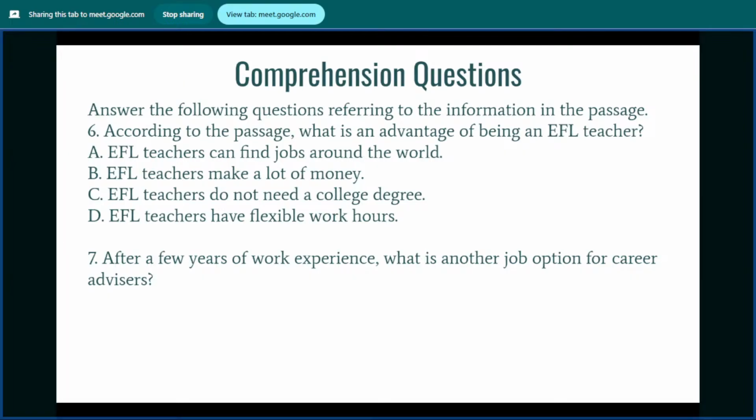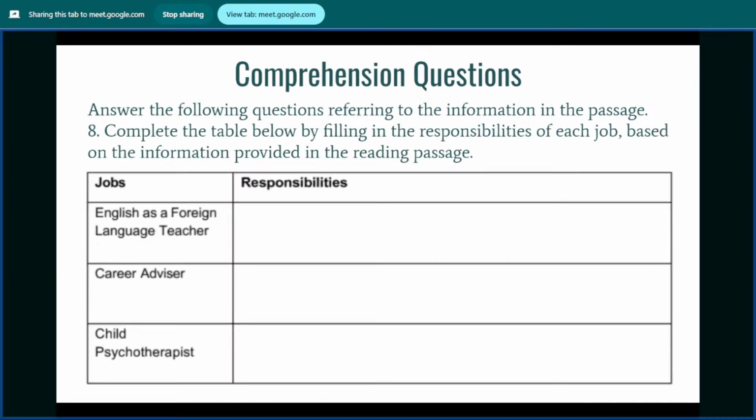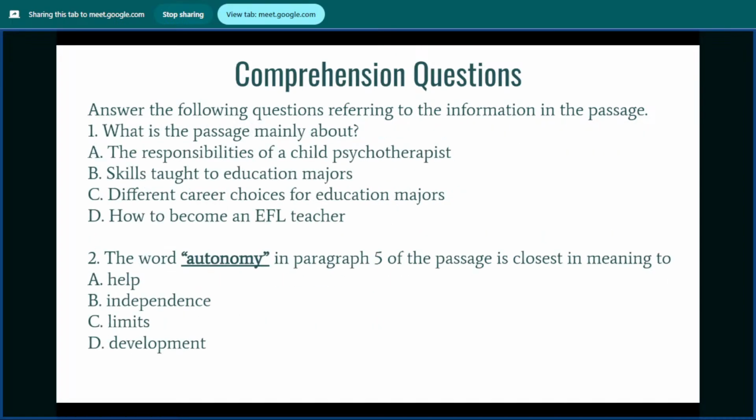Okay, but the paragraph is all about child psychotherapist. It has two, three paragraphs and it talks about different jobs. Oh, yeah, career advisor. Yeah, I missed that paragraph. Okay, that's fine, as a foreign language teacher. Last question, number 8, try to do it for homework, okay? We'll go through the other questions that you have done.